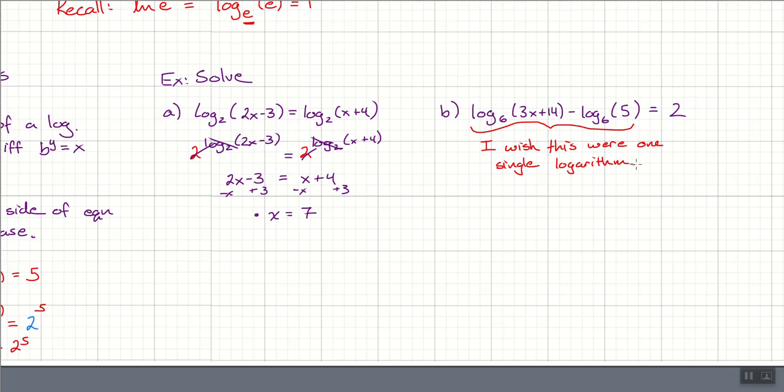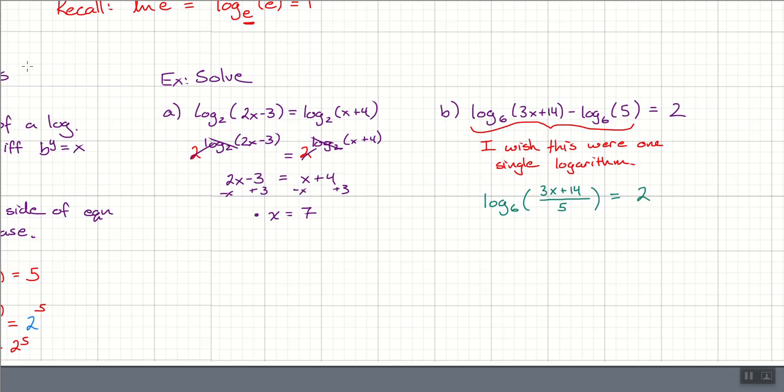Now, the fantastic news about this is we can make it that way. If I see the same log base separated via a subtraction, then I know that I can rewrite that as a single log where the arguments are dividing. So let's do that. I'm going to use this lovely green color, and I'm going to condense these logarithms on the left side into a single expression. So here we go. This becomes log base 6 of 3x plus 14, divided by 5. If they're separated by subtraction, then the arguments of a single logarithm would divide, and that's still equal to 2.